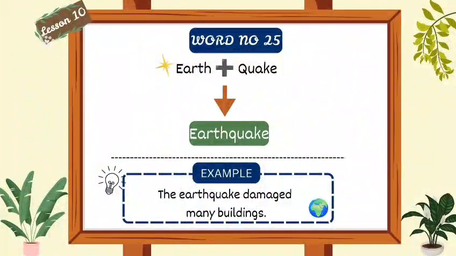Next we have word number 25, earth plus quake gives us one single word, earthquake. Like this sentence, the earthquake damaged many buildings.